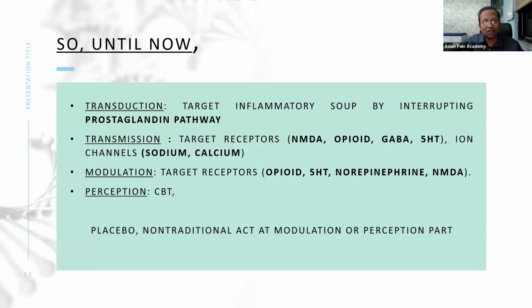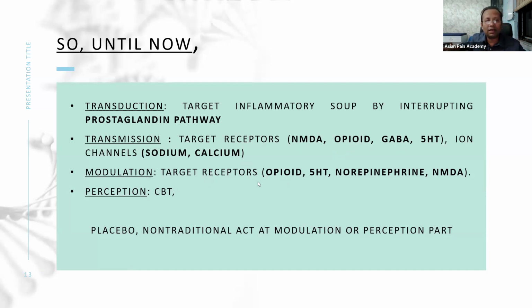NSAID. In the transmission area, we target receptors with NMDA receptor antagonists and others. These receptors: NMDA receptor, opioid receptor, GABA, 5-HT. So for inhibitory receptors, we will give more power to them, and for excitatory receptors we will stop their action. And ion channels, it is sodium and calcium. So besides the receptor and neurotransmitter, we can block the ion channel also. So mainly sodium and calcium.